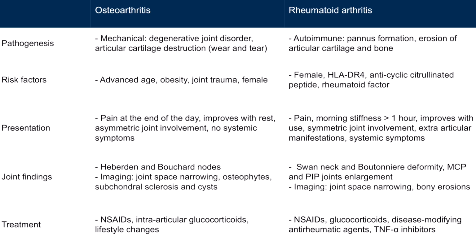There is symmetric joint involvement, extra-articular manifestations, and systemic symptoms. Swan neck and boutonniere deformity, as well as metacarpophalangeal and proximal interphalangeal joint enlargement, can be found on the physical examination. Please note that in osteoarthritis, the distal interphalangeal joints are commonly involved, compared to rheumatoid arthritis. On imaging, there is joint space narrowing and osteophytes. For the treatment, NSAIDs, glucocorticoids, disease-modifying anti-rheumatic agents, and TNF-alpha inhibitors are used.